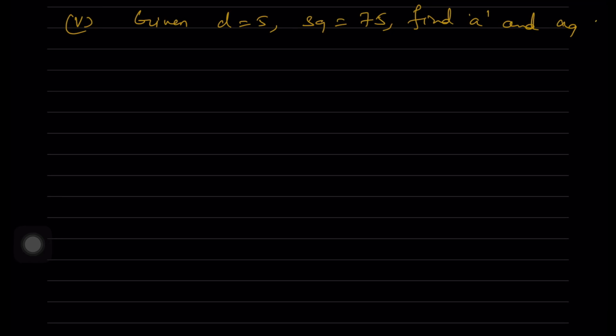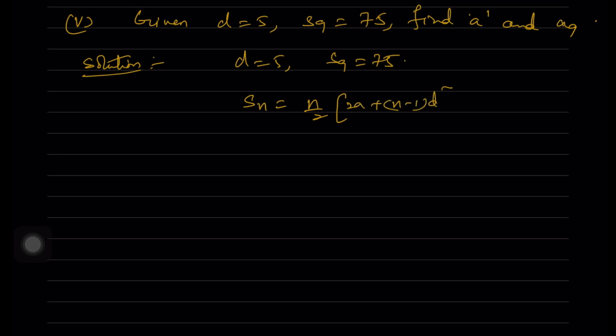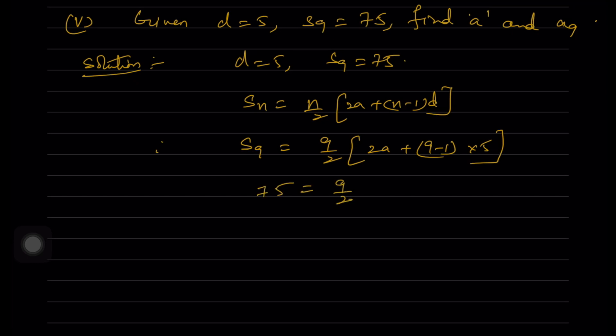So we have to find out what is the first term. Now from this solution, we are given d is equal to 5, S9 is equal to 75. We are having Sn is equal to n by 2 into 2a plus n minus 1 into d. So we can write S9 is equal to 9 by 2 into 2a plus 9 minus 1 into d, which is 5. S9 is nothing but 75, which is equal to 9 by 2 into 2a plus 40, since 8 5s are 40.